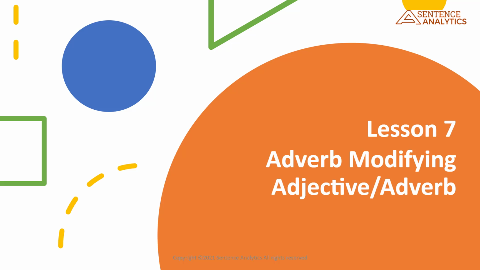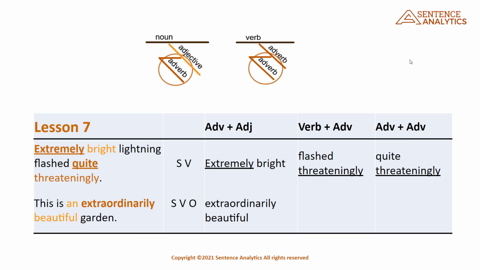We studied the basics of adverbs, especially as they modify verbs, in Lesson 6. Today, we're looking at how adverbs modify adjectives and other adverbs, and how to diagram them doing so. On slide 2, note the diagrams at the top of the page.